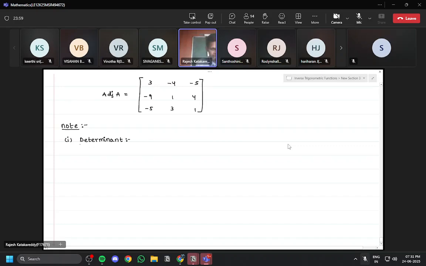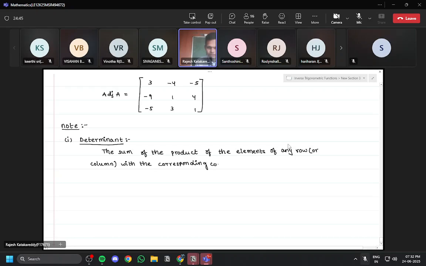See, the definition of a determinant using cofactors, we'll say, the sum of the product of the elements of any row or column with the corresponding cofactors is called the determinant.